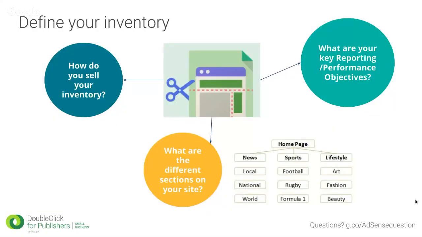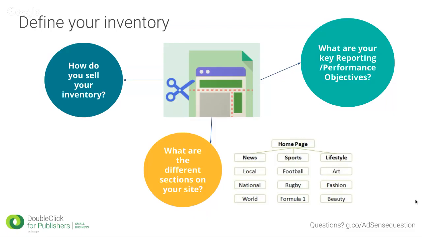So there are three main drivers behind how you should set up your inventory. And the primary driver above all else is definitely your direct sales. You want an inventory structure that represents your rate card and how you want to sell directly. So that is your primary driver behind setting up your inventory.